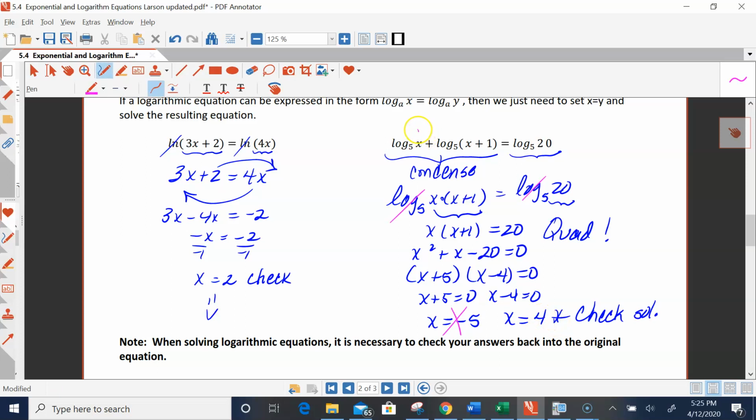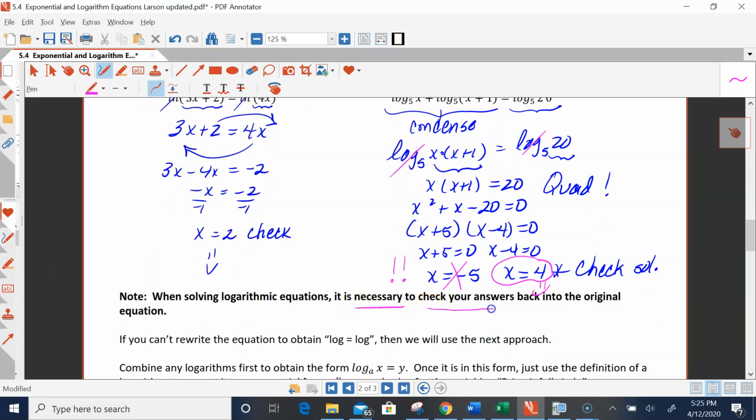Let's check the next one. Let's put in a 4. 4 and a 4. Do I end up taking the log of a negative number? Well, this would be log base 5 of 4. Check. Log base 5 of 5. Check. This one is okay. So even though we came up with two answers, by checking there is only one solution, which is x equal 4. This is a very important step in working with logarithms. Always go back and check your answers. It's necessary to check your answers in the original equation.